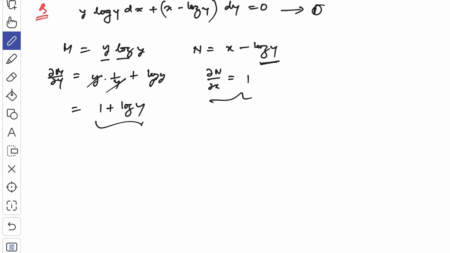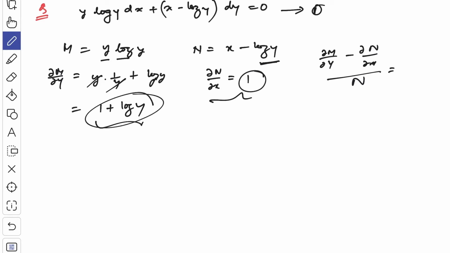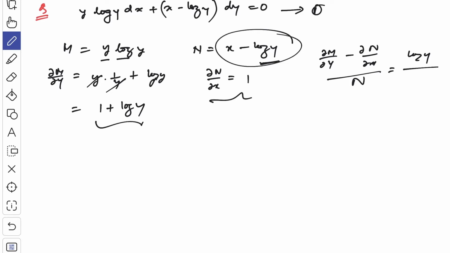So here you can see these two are clearly not equal. So now you see, in this case, if you find del m by del y minus del n by del x divided by n, and then you will get this. Let me show you directly. If you subtract this one from this, then you will get log y only, divided by n. Sorry, here divided by n is this x minus log of y. So here you see, so we have log y here and we have x here, so you cannot express this right hand side as a function of x.